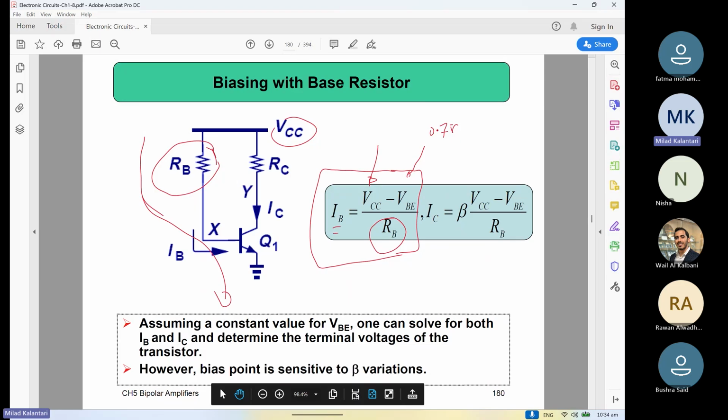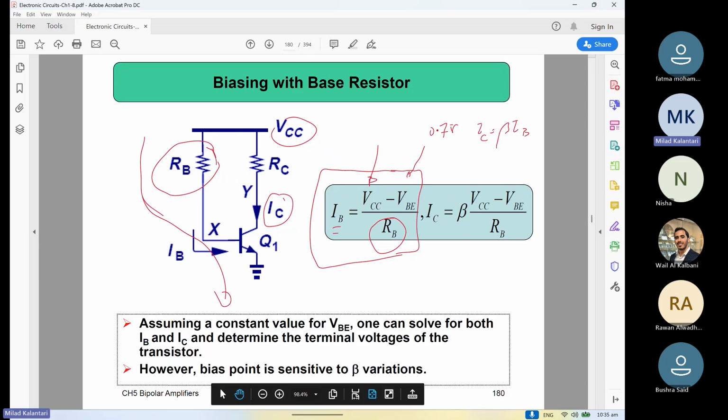And how about the output collector current? Basically, we want to find the collector current. It's basically beta times the IB, right? So the collector current is just beta times the IB. Is that clear? So is there any problem with this type of bias? What is the problem with this bias?